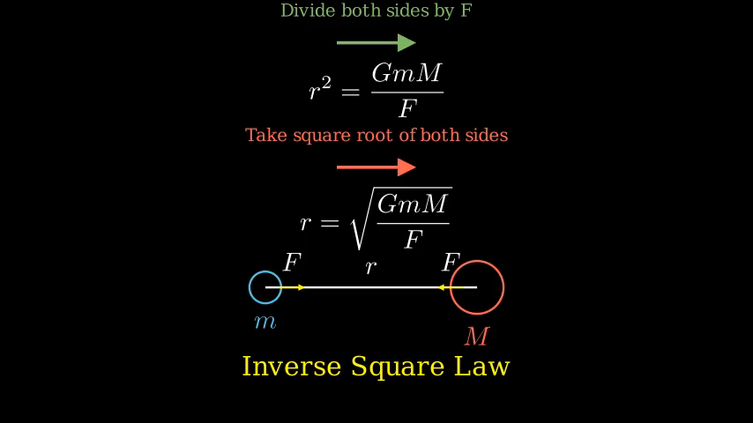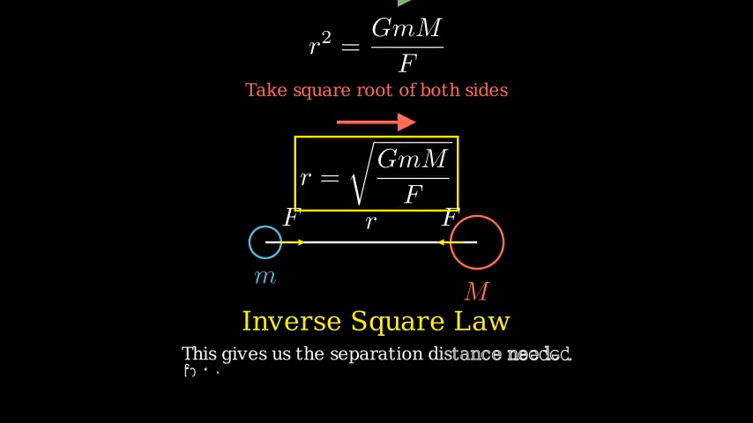So our final answer is that r equals the square root of G m m divided by F. This tells us the separation distance needed to achieve a specific gravitational force between two masses.